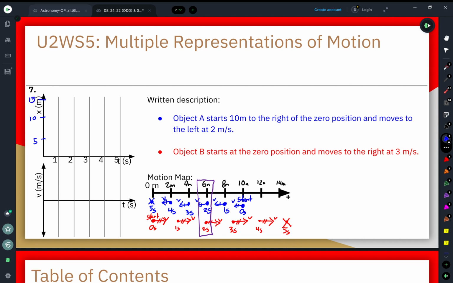I'm just setting it up that way because the maximum position we have on our motion map is 15 meters for object B at 5 seconds. Then, once I have this set up, I am going to use my straight lines, and I'm going to change the color just to make it a little bit easier to see and color coordinate. Okay, or not. So, object A starts at a position of 10 meters, and 5 seconds later, it is at a position of 0 meters. So I'm going to label this with a letter A to indicate that that is going to be my position there.